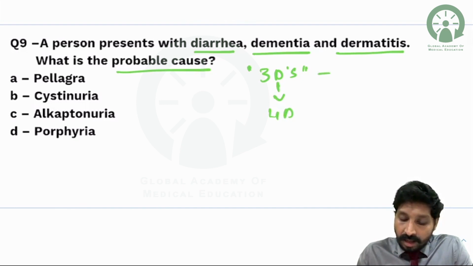So 3 Ds are diarrhea, dementia, and dermatitis, which leads to fourth D, that is death.